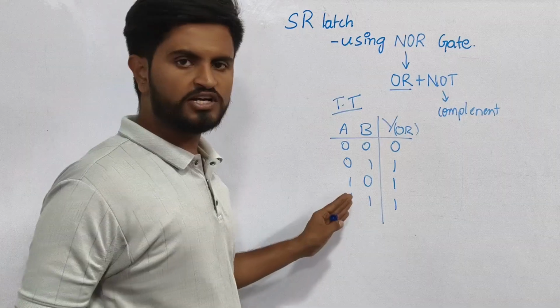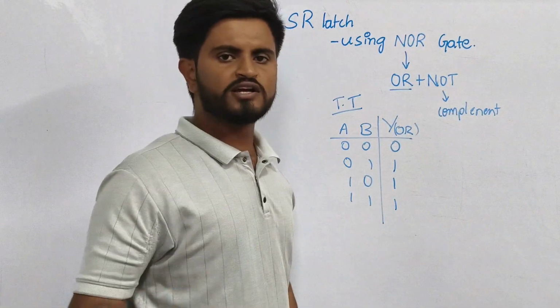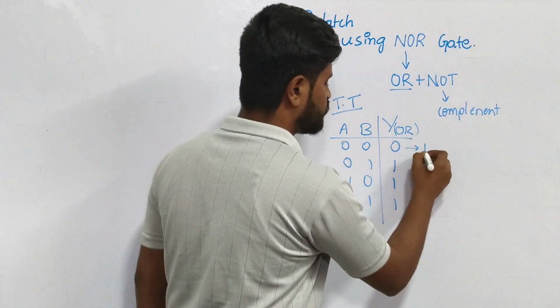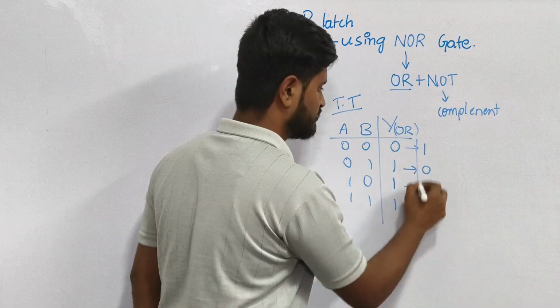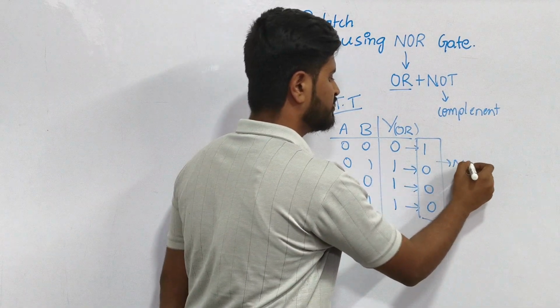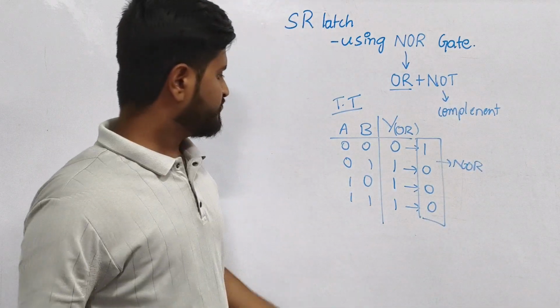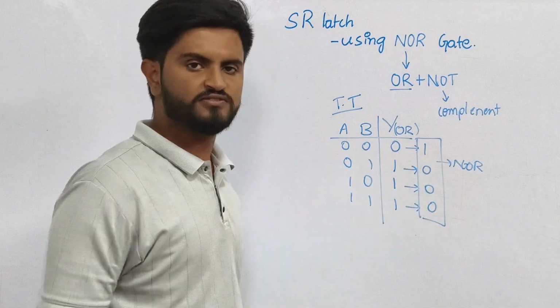Now if you want to convert it to NOR gate, you will be adding NOT gate in front of it. What does NOT gate do? It will convert 0 to 1, 1 to 0. Now if you see the NOR gate outputs, you can tell that if either of my inputs is equal to 1, my output will be 0.